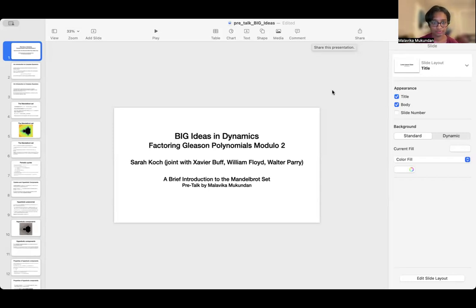So, this pre-talk is going to be a brief introduction to the Mandelbrot set, which is one of the focuses of Sarah's paper with both Floyd and Perry. I think the prerequisites I'm going to assume are just basic complex analysis at the undergrad or at the grad level. So let's get to it.